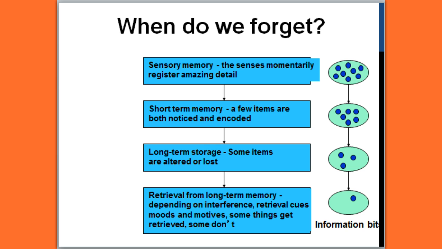When do we forget? So here you can see, I have a little chart. You have sensory, short-term, long-term, and then retrieval. So in sensory, again, to reiterate, you have all kinds of information coming in, okay? The senses momentarily register amazing detail, right? Bam! A lot of it coming in, but it goes out quick. Short-term memory has a few items that are both noticed and encoded, so we have to pay some attention to some of these things. Long-term memory, you have some items that are altered or lost.